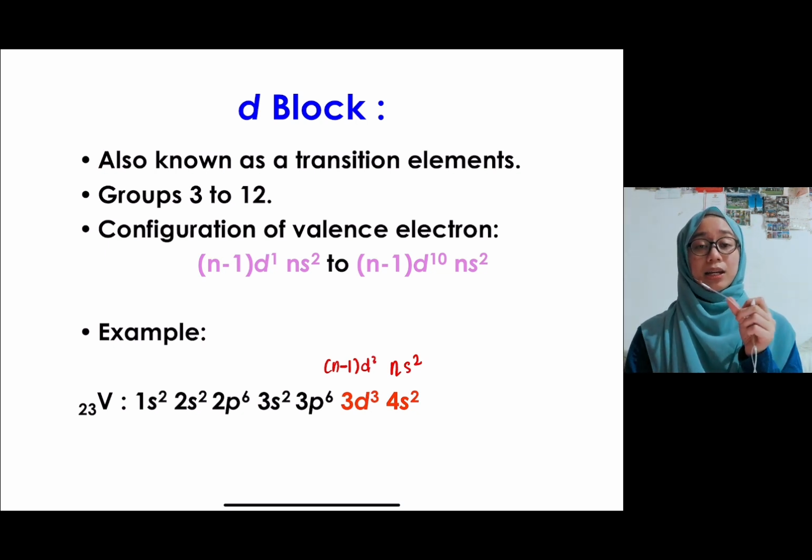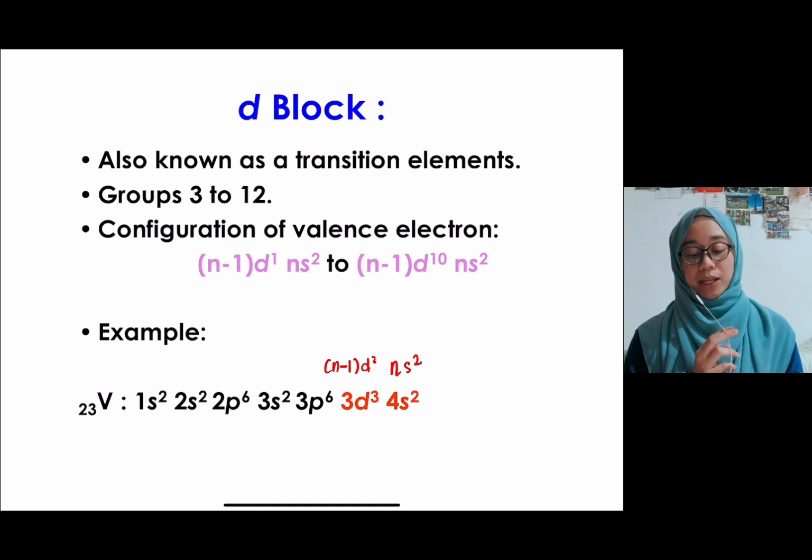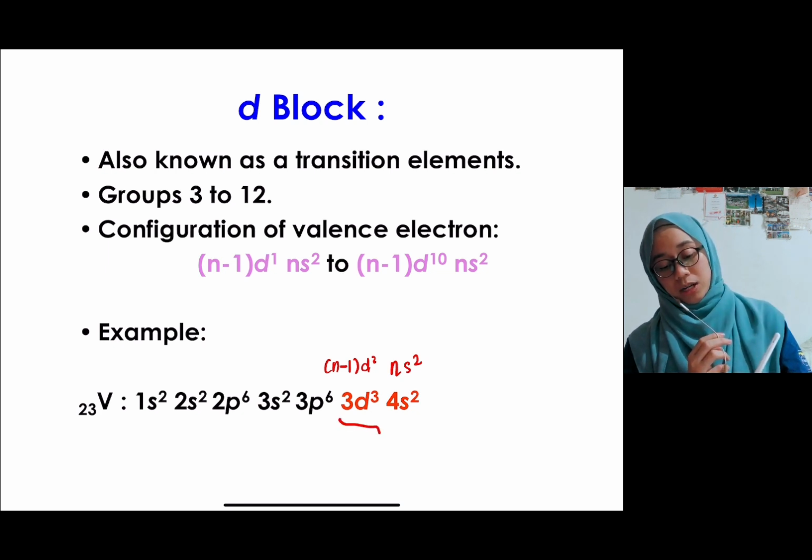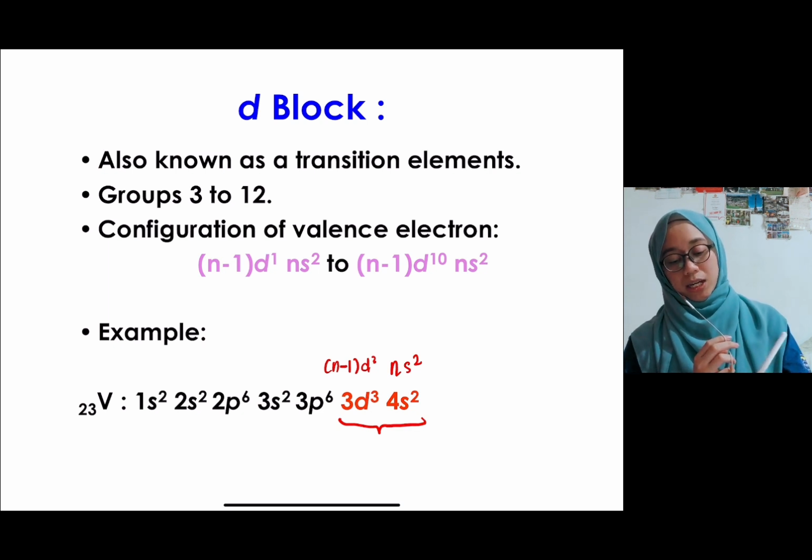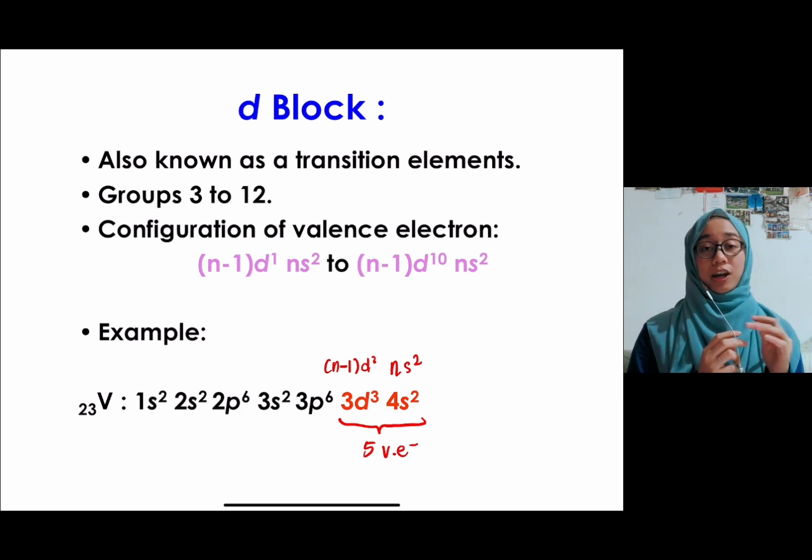So when we want to count the valence electrons for a d block element, we must include the ones in 4s and the ones in 3d. Therefore the number of valence electrons for this one is 3 plus 2. So 5 valence electrons. Okay, so this is for d block elements.